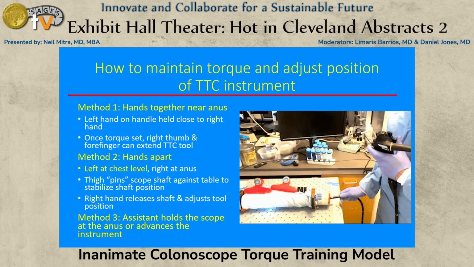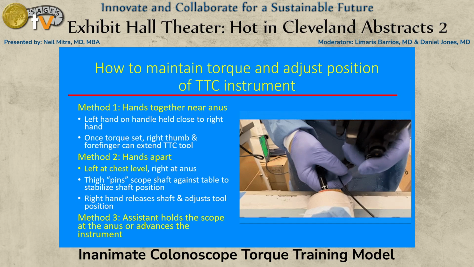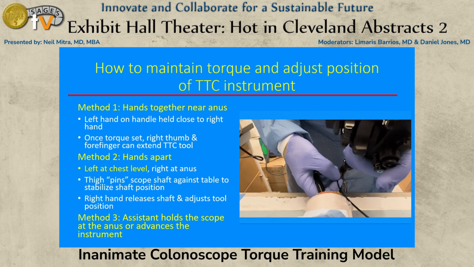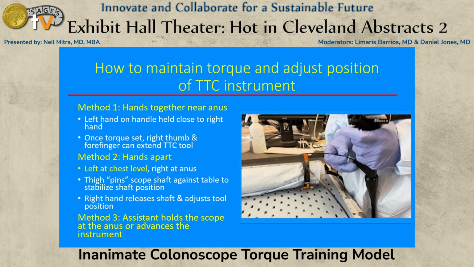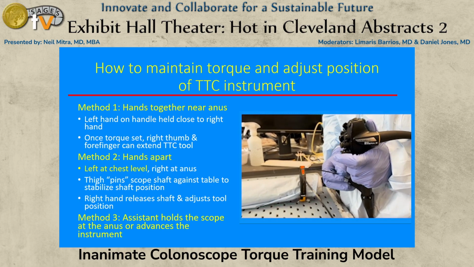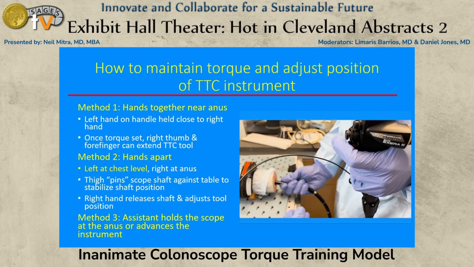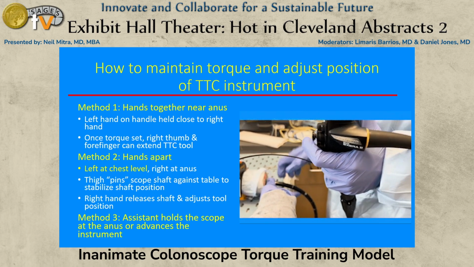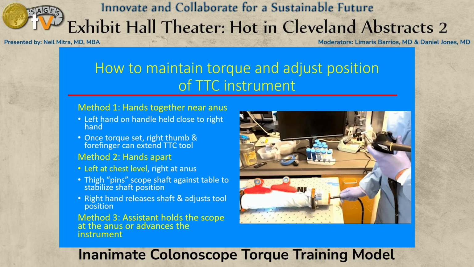It is a challenge to adjust the knife or snare's position when torque is required to position the polyp. There are 3 ways to stabilize the torque position while moving the tool in or out. First, the left hand is kept close to the right at the height of the anus, and the thumb and the first finger of the right hand can move the knife or the snare. Second, the endoscopist can use a thigh to stabilize mild torque by trapping the scope between the thigh and the table. The third option is to have an assistant hold the scope at the anus while maintaining torque or adjust the instrument's position.